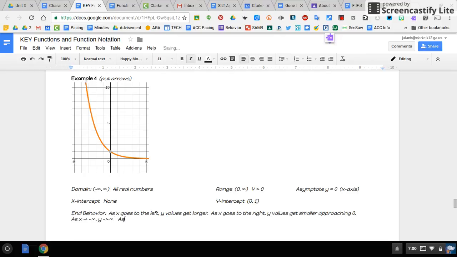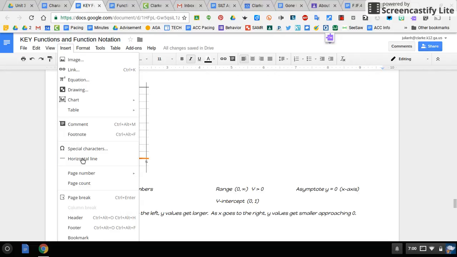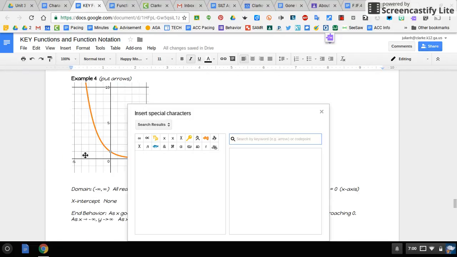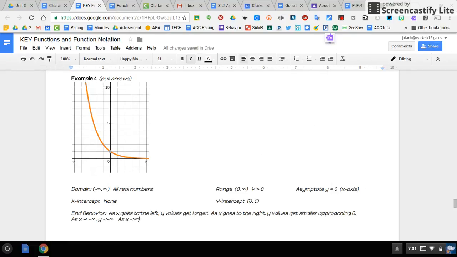All right, well, what about as you go to the right? So as x approaches positive infinity, that just means x is getting larger and larger and larger. What happens to y? Well, y is approaching 0. Remember, it's not going to hit it, but that's where it's going to be. All right, so make sure you take careful notes. You're going to use these to help you as we go forward, and good luck.